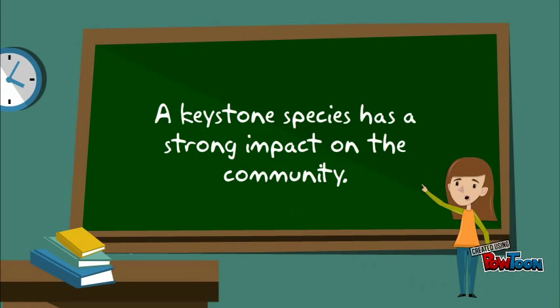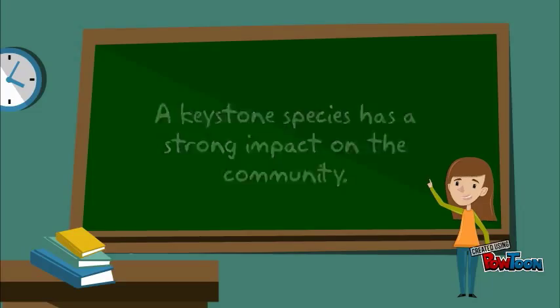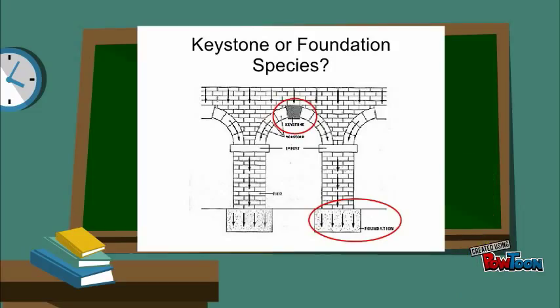Last, I want to talk about keystone species. A keystone species is one in a community that has a strong impact on the health and the stability of the community. Stone describes a stone in architecture that's used to stabilize a structure, especially an arc like you see here.